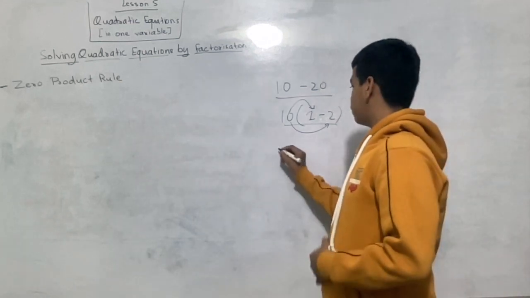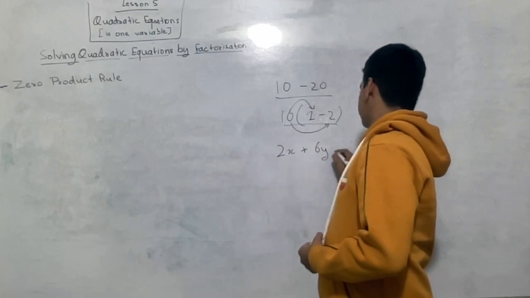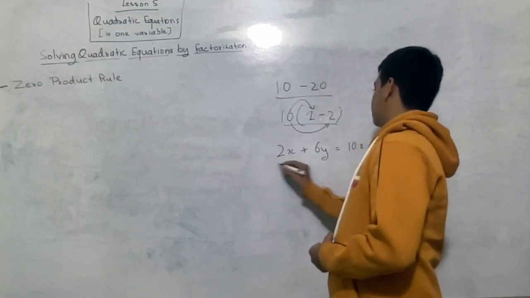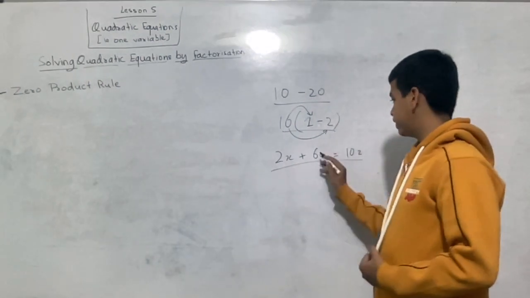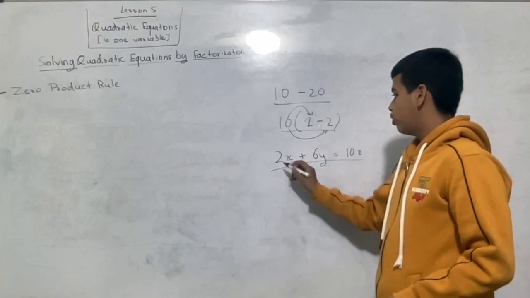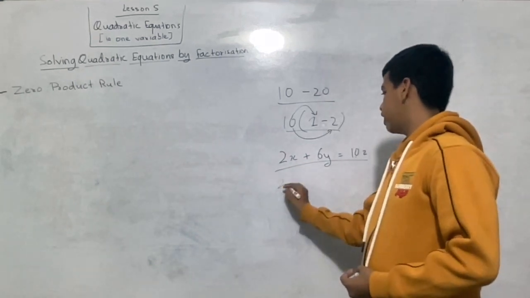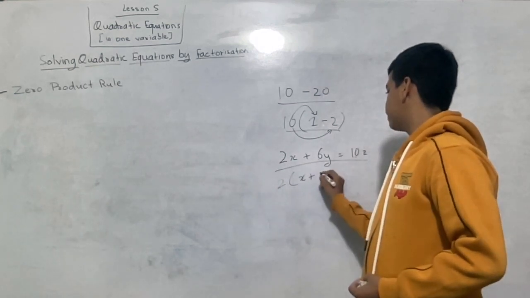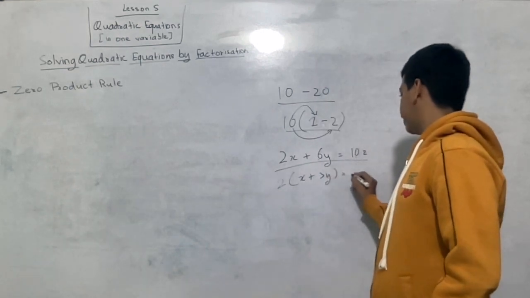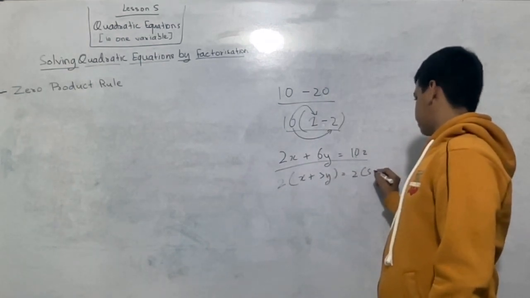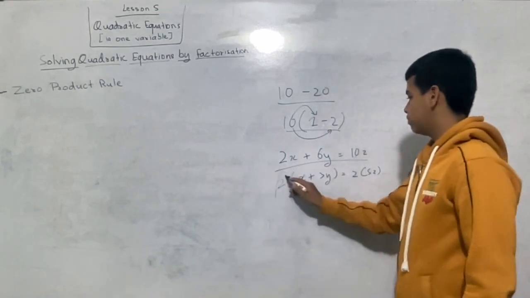If I say it in terms of variables, let's say 2x plus 6y is equal to 10z. Now I have to take common out of these terms. So what is common in 2, 6 and 10? 2, obviously, because 2 is a factor of 6 as well as 10. So here I can just say 2 times x plus 3y, because 2 into 3 gives you 6, and here I can do 2 times 5z, because 5 into 2 gives you 10. Now I can easily cancel these both out.